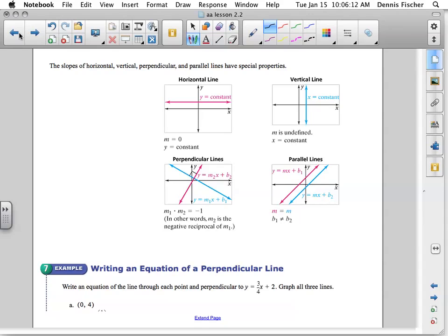I like to use the word undefined better than no slope. The slope is undefined because the denominator is 0. Sometimes some books use no slope. I don't like that definition as much. Now, those are two, vertical and horizontal.